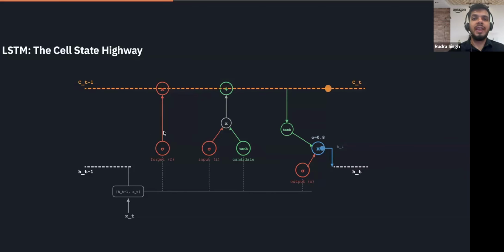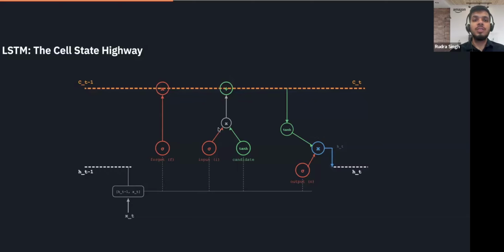Let's go through the gates from left to right. On the far left is the forget gate, the red sigma. It takes the concatenated input and outputs a number between 0 and 1 for each dimension of the cell state. Then that number multiplies the cell state at the red X on the orange line. This is kind of a filter. An output of 1 means we should keep everything, and an output of 0 means we should erase it completely. This is where the network decides which old memories are of no use now. And that is why we call it a forget gate.